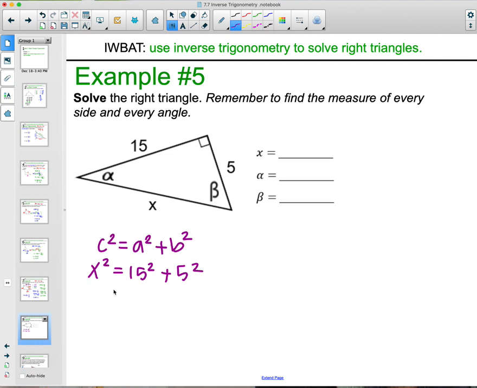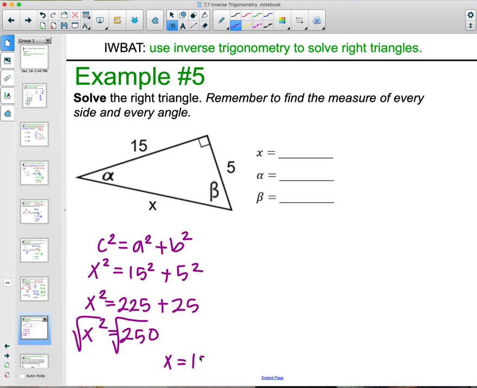So we get x squared equals 225 plus 25. Add those together and you get 250. Then you'll square root both sides and you'll get x equals 15.81. So if we were doing to the nearest tenth, we would get 15.8.